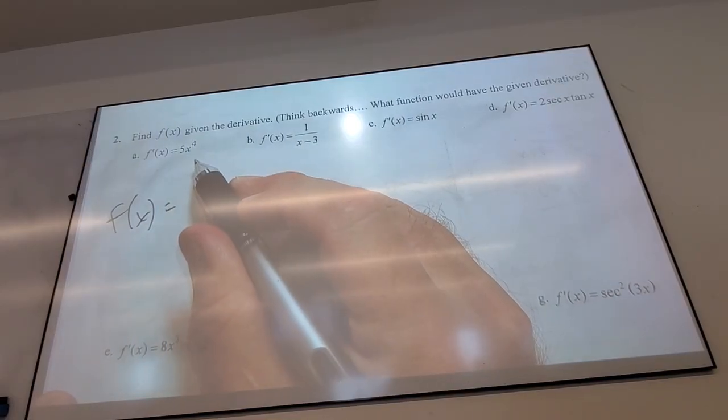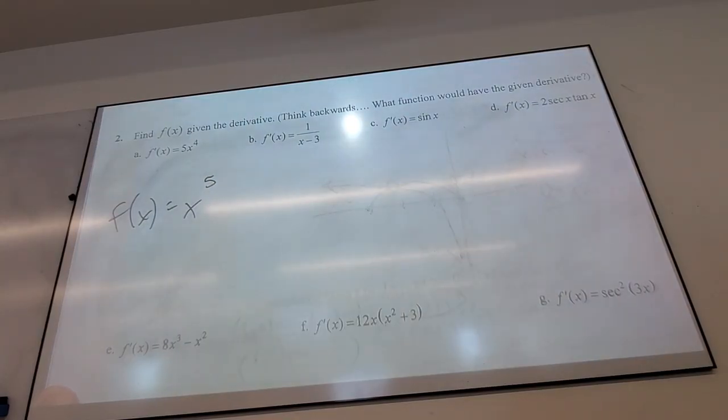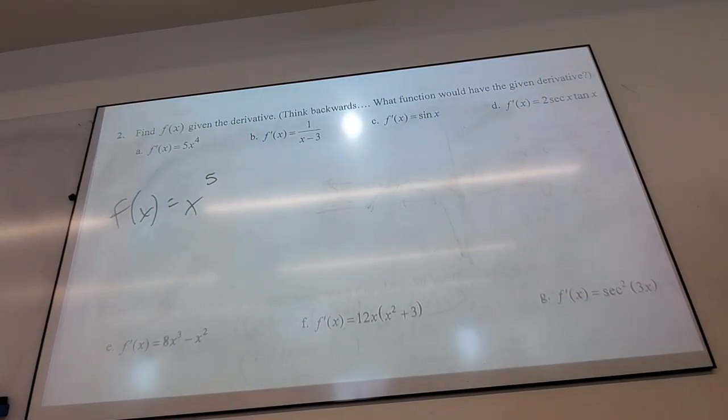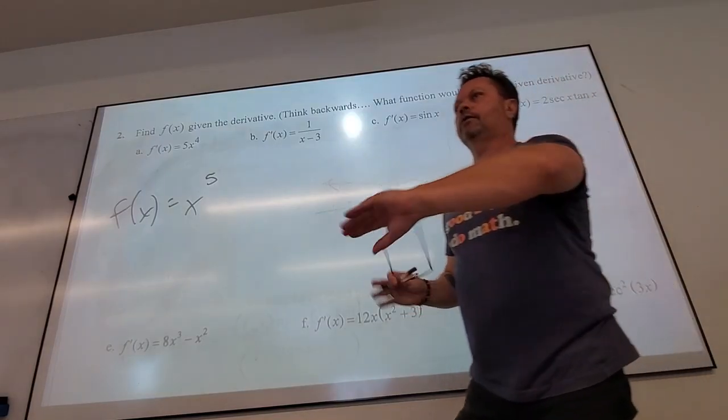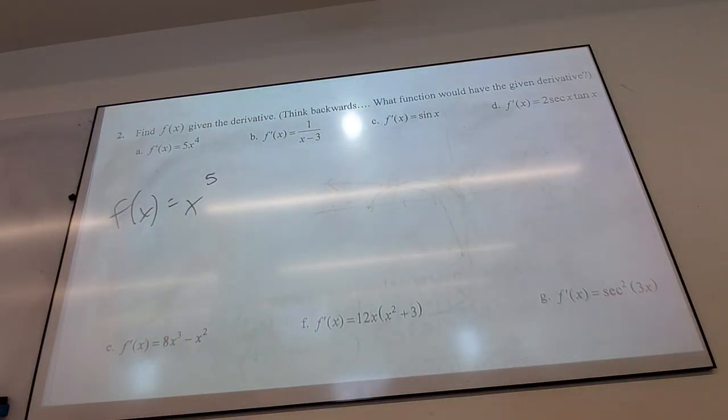What's the answer? X to the fifth. All of the answers are going to have one thing that's kind of wrong, but not really. Just in case you've seen any calculus before, we will talk about it. I'm not going to worry about that quite yet. This is an f of x that would have this as a derivative. That is a function that would have the derivative, you agree?